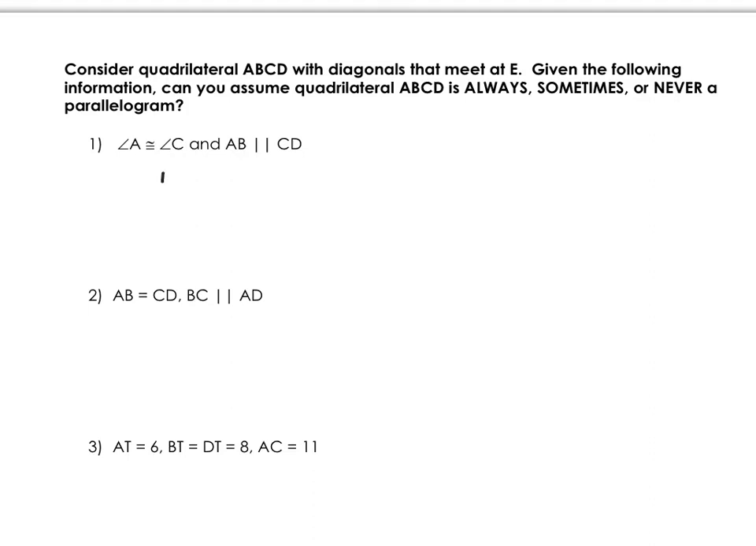Well, for all of these, I'm going to start with a diagram. It just has to be some sort of quadrilateral labeled ABCD. And for number 1, I'm given that angle A is congruent to angle C, and that side AB is parallel to side CD.